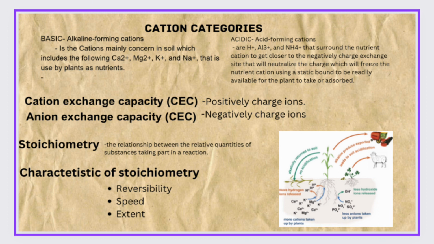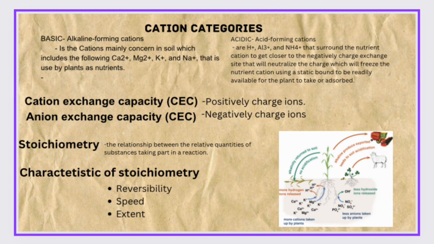So now we know what a cation is. How about cation exchange capacity and anion exchange capacity? Soil particles have negatively charged and positively charged sites that attract and hold oppositely charged ions. Cation exchange capacity is the measure of how many negatively charged sites are available in your soil, while anion exchange capacity is the reverse, the positively charged sites that are available in the soil.